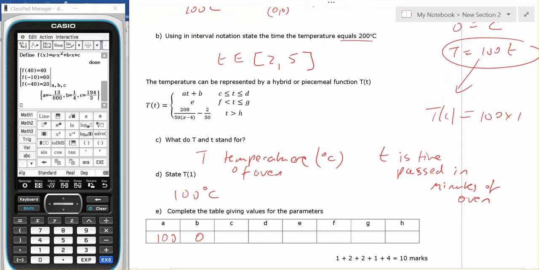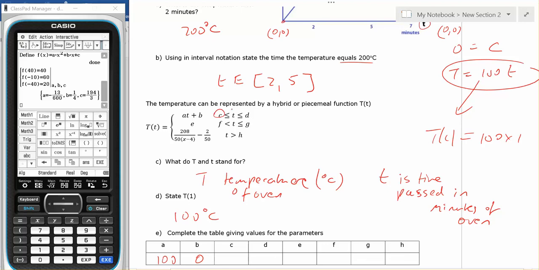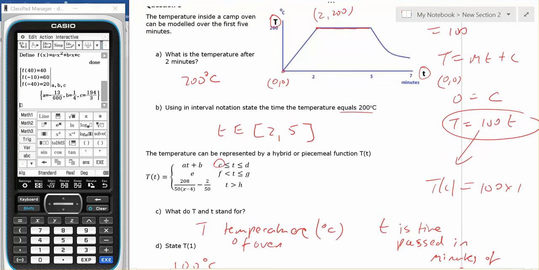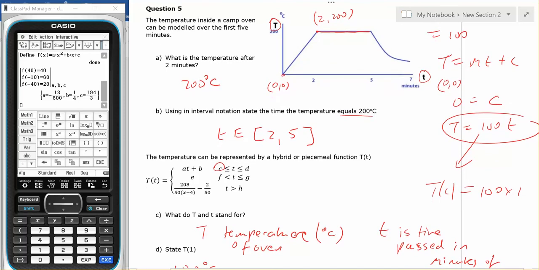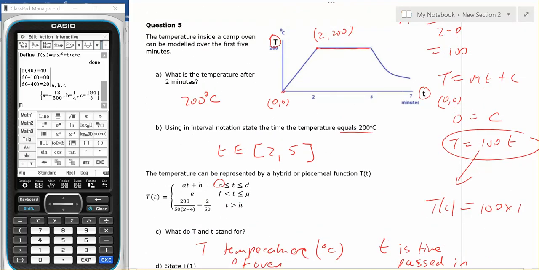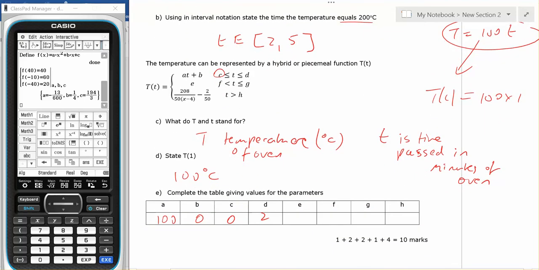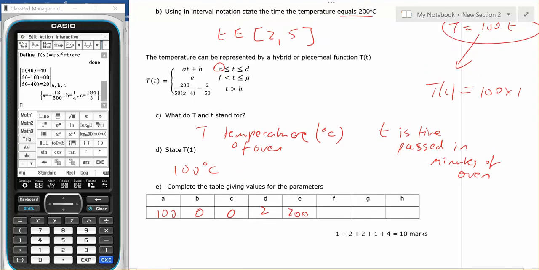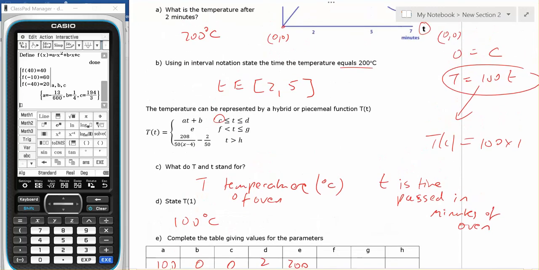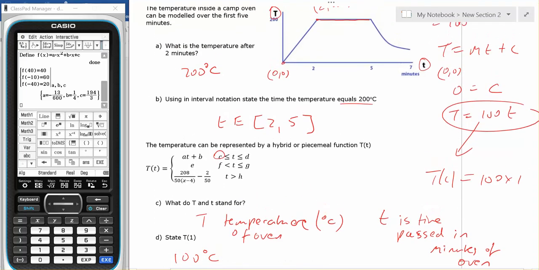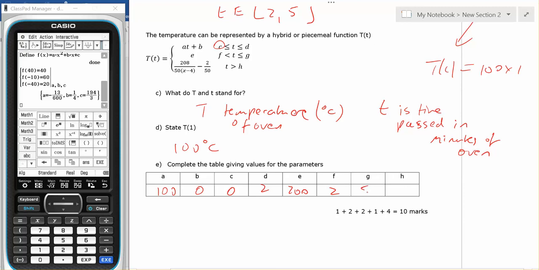I haven't finished yet. C is the starting point. The starting point's at 0, and then it goes to D, which is 2. So that must be 2 because the interval in which this linear is valid is between 0 to 2. So that's why C is 0 and D is 2. E would be 200. Where's E starting? E starts at 2 and ends at G, which is 5 minutes.